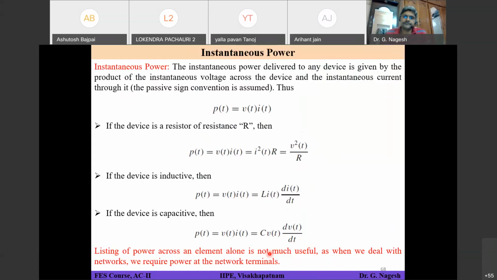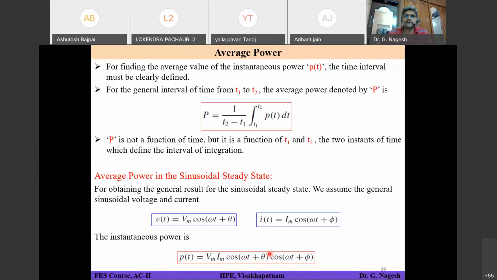So the study of these powers will give us that knowledge or idea regarding power calculation, and accordingly we can choose our element. We will go through that. We have seen what is called instantaneous power.